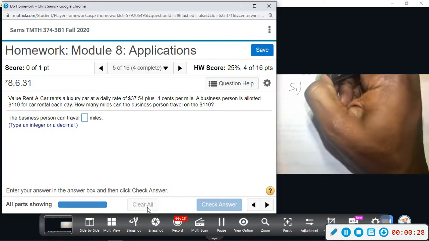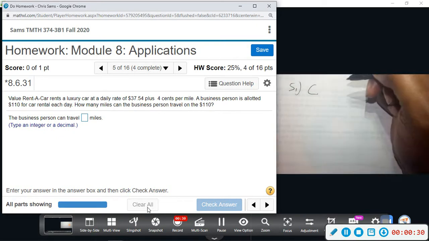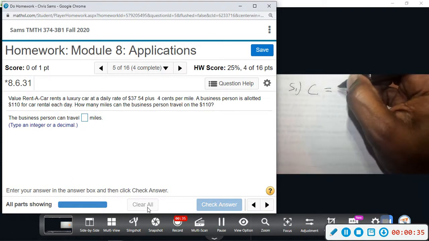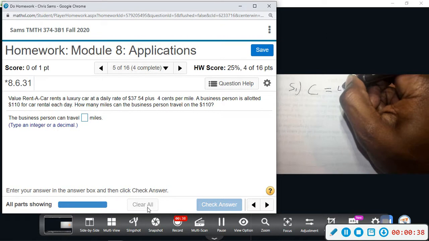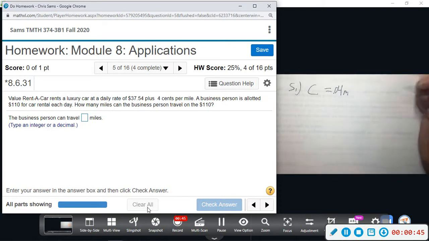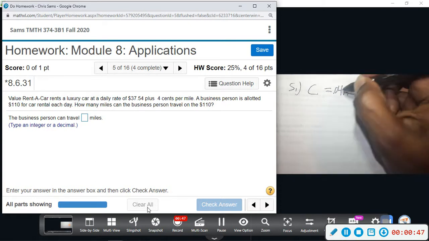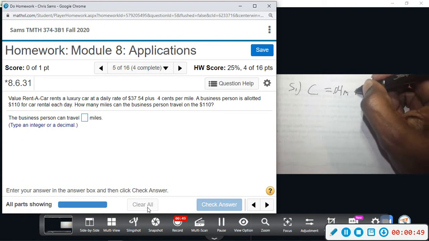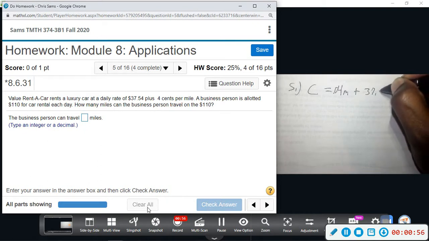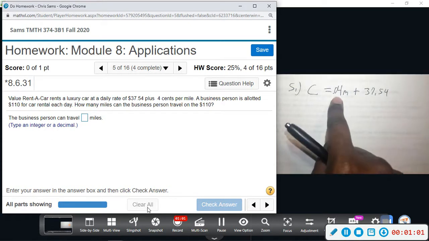I'm going to say C, the cost for renting the car, equals the 4 cents per mile. So I'm going to say 0.04, as in money terms, 0.04 times M. M is going to represent the number of miles. So 0.04 per mile plus the flat rate of $37.54. It costs you $37.54 just to get the car, and every mile costs you 4 cents.